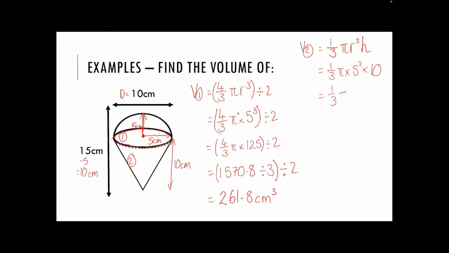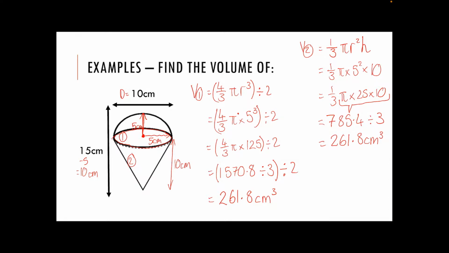I'm going to do a third of pi times by 25 times by 10. So really that is going to be my pi times by 25 times by 10. And we are going to divide that by 3 because we still have our third to do. So really my answer here, the 785.4 comes from that pi times 25 times 10. I still need to divide it by 3, and so I get 261.8 centimetres cubed.